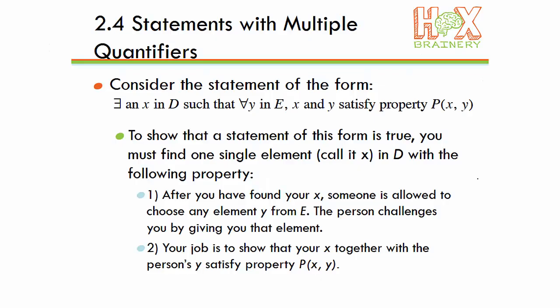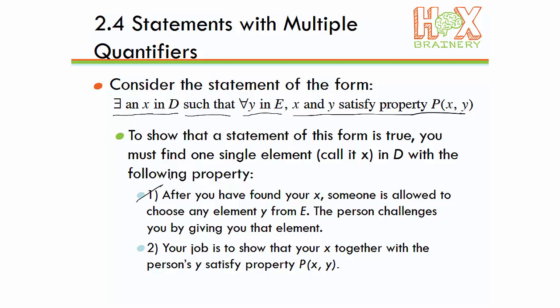All right, let's look at a statement of this form. So now you have the existential and the universal parts swapped. So now it says, there exists an X in D such that for all Y in E, X and Y satisfy some certain property. To show that a statement of this form is true, you must find one single element, which we're going to call X, in D with the following property.